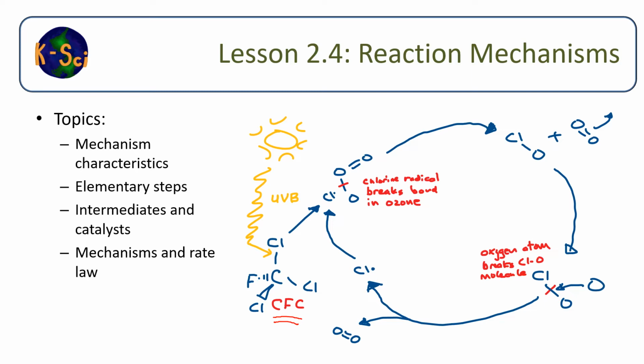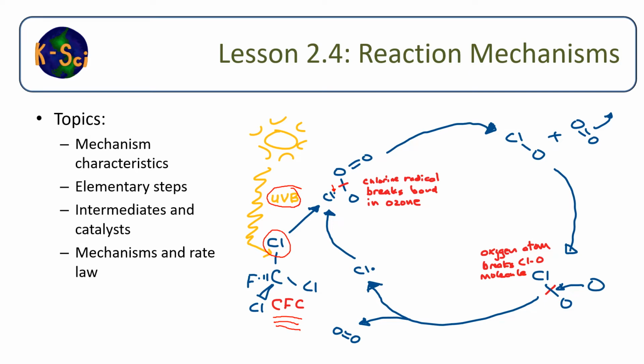So what happens is that ultraviolet B radiation will hit these CFCs and cause one or more of these chlorine atoms to break off. So that's called a chlorine radical. And you see that single electron that's on the side there. That means it's really reactive with other compounds that it bumps into.